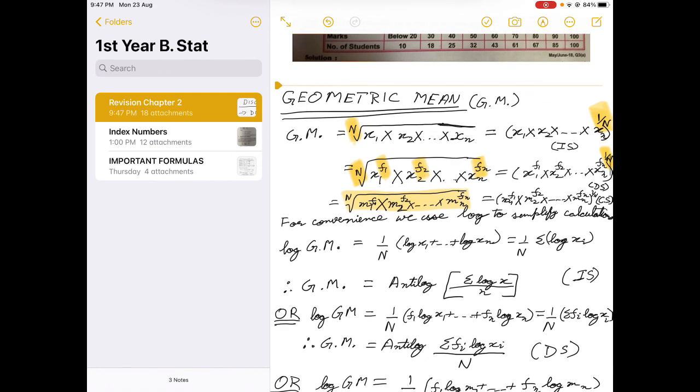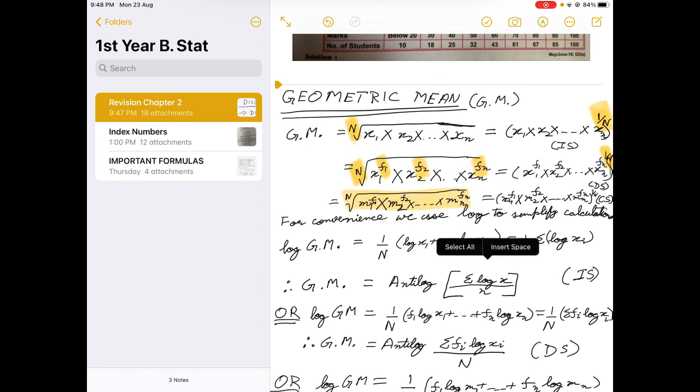Now, for convenience of our calculations, we use the log value. If you have a scientific calculator, you can use the log value, or you can use the log table, which I have already talked about in the class. So when you take the log of geometric mean, due to the properties of log, the power 1 by n becomes a multiplier, and each multiplication problem becomes an addition problem.